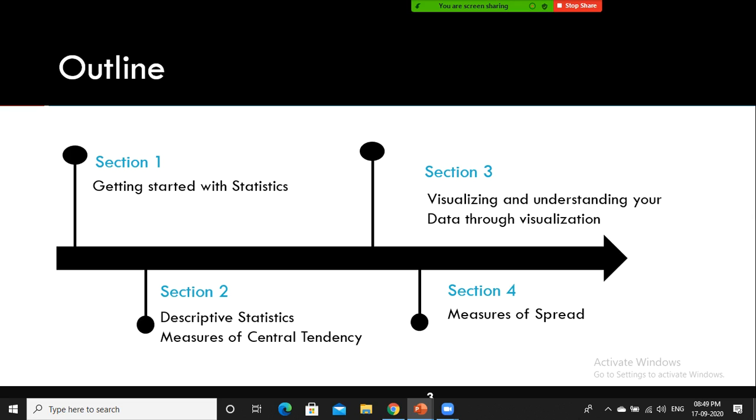In the last section, section 4, will help you understand the measures of variability. It is also known as measures of spread. As part of this, let's take a deep dive in understanding range, variance, standard deviation, coefficient of variation, and how to apply in business scenarios.